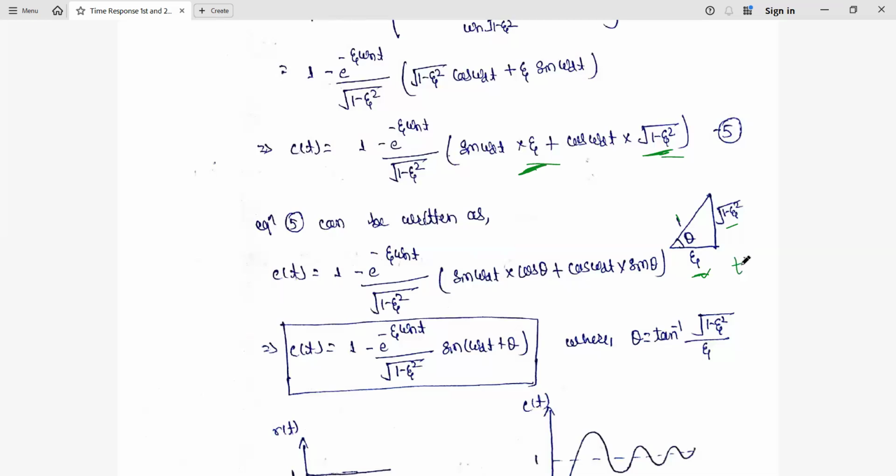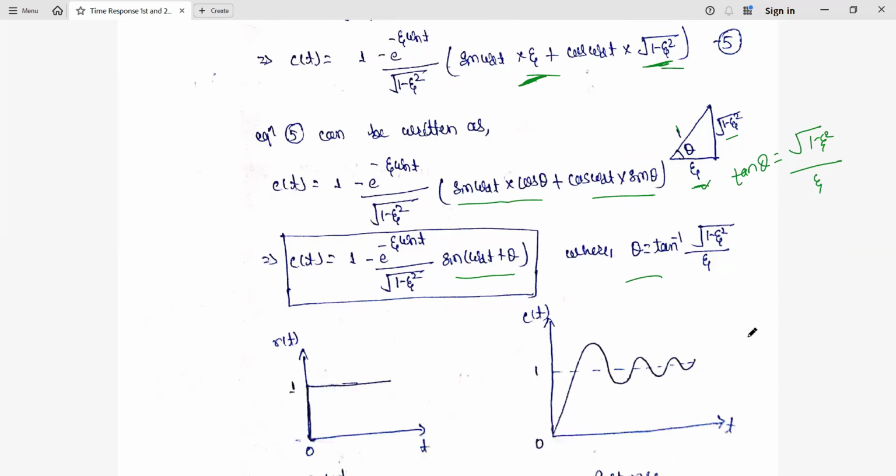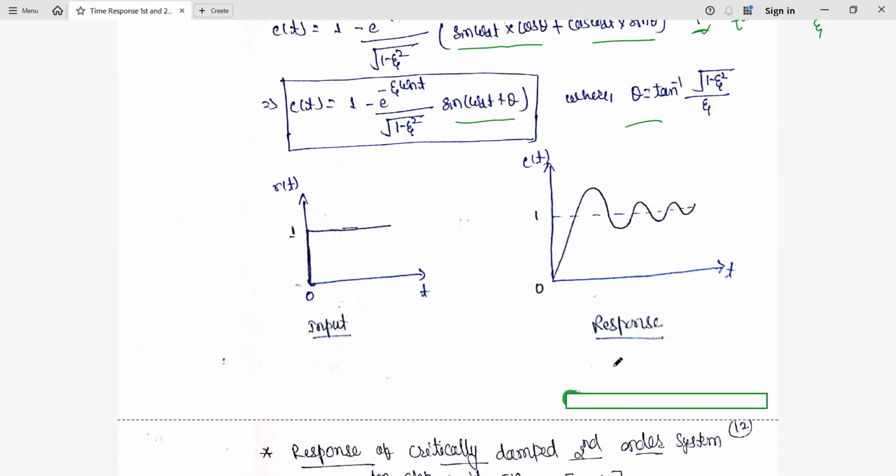Similarly, tan theta. So what will be the tan theta value? Opposite side 1 minus square of the damping ratio divided by adjacent side, that is the damping ratio. So that is the theta value. And finally, this is now in the form of sine A cos B plus cos A sine B, that is written as sine A plus B, where theta is tan inverse the square root of 1 minus square of the damping ratio divided by damping ratio. So finally, this is the input and corresponding response. So here you'll see how this system is going to work under the underdamped. And finally, you see that later it will have a steady state.